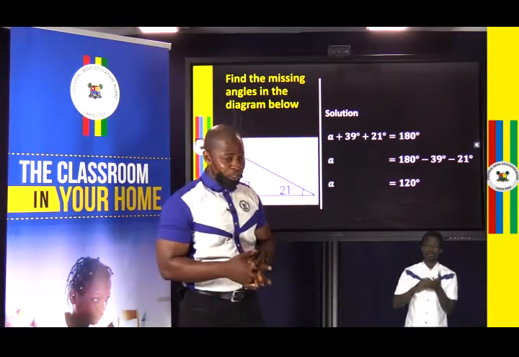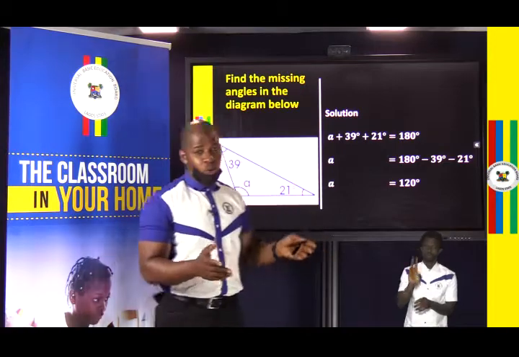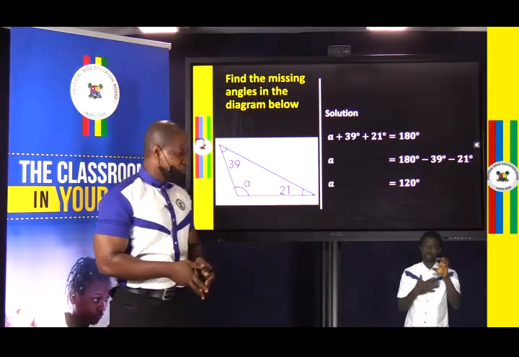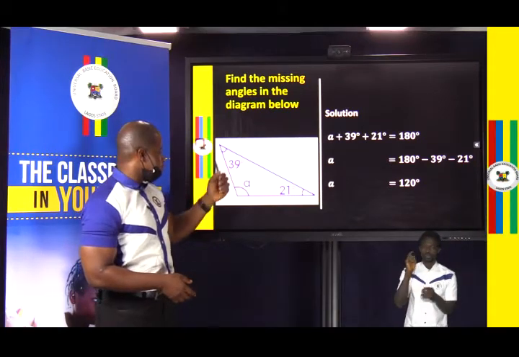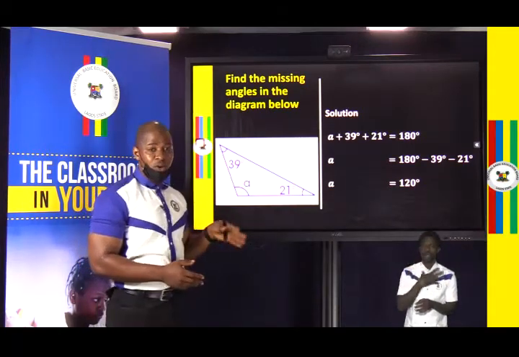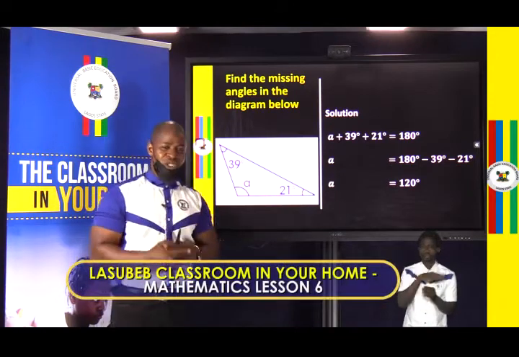I trust that you got that. And that's simply it. A is 120 degrees, because when you add 120 to 21, that's 141. Then plus 39, that is 180. All the angles are complete. I trust that you got it right.